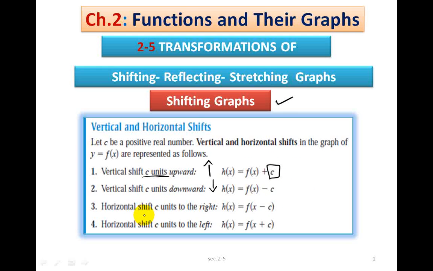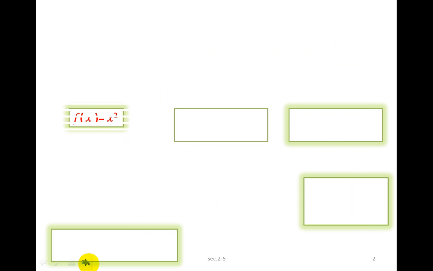If it is a horizontal shift, that means to the right or to the left. If you want to take it to the right, you're going to make f of x minus c. Take care here. To the right, you're going to subtract, and to the left, you are going to add. So if it is to the left, it will be f of x plus c. Okay, you'll understand more once we have examples.